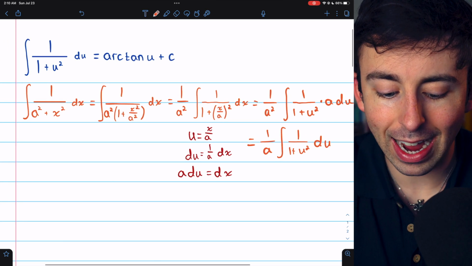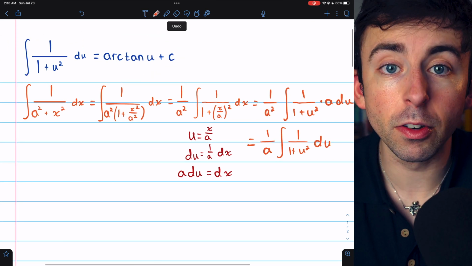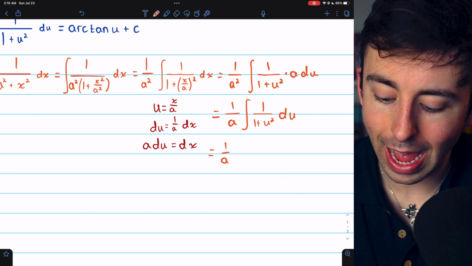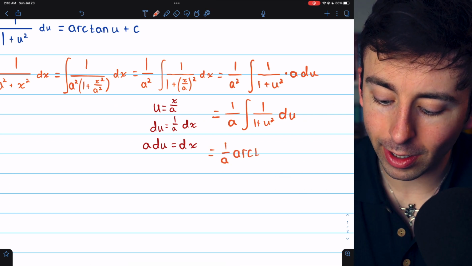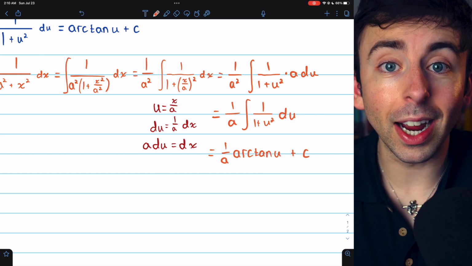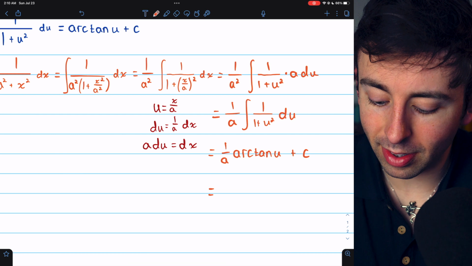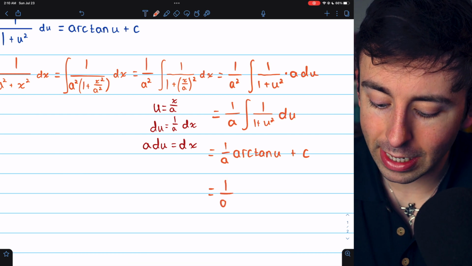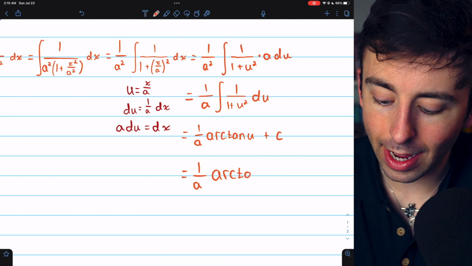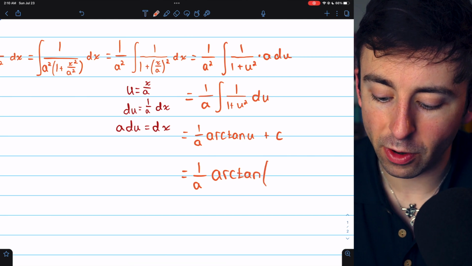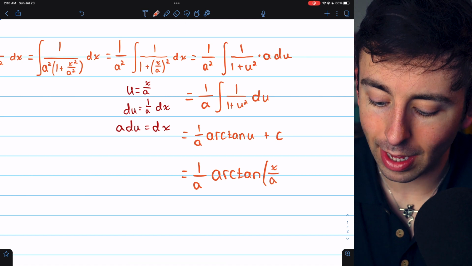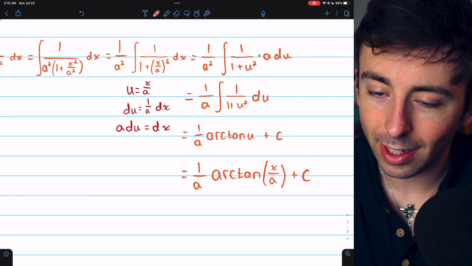Now, this is exactly the arctan integral formula. So, this is equal to 1 over a multiplied by arctangent u plus the arbitrary constant. Finally, we can replace u with what we set it equal to get our answer in terms of x. 1 over a arctan, which remember is the inverse tangent function, and then u is x over a. So we'll just replace it with x over a, and don't forget the plus c.